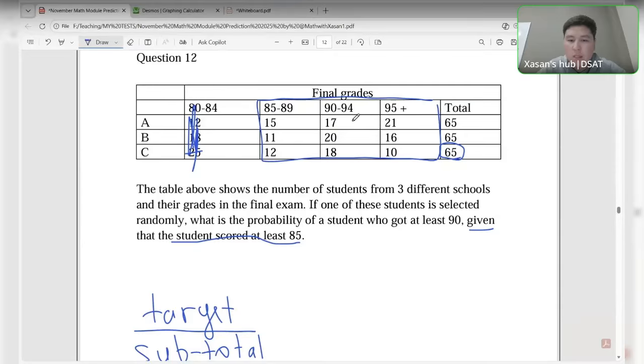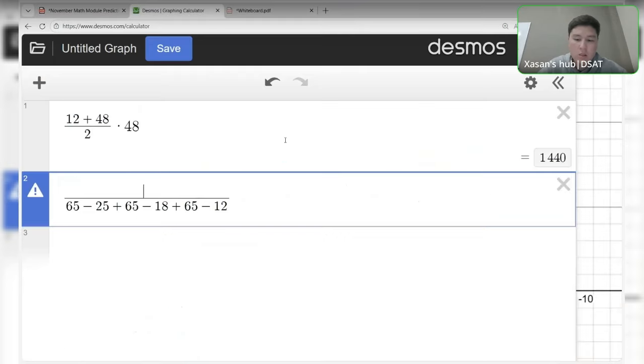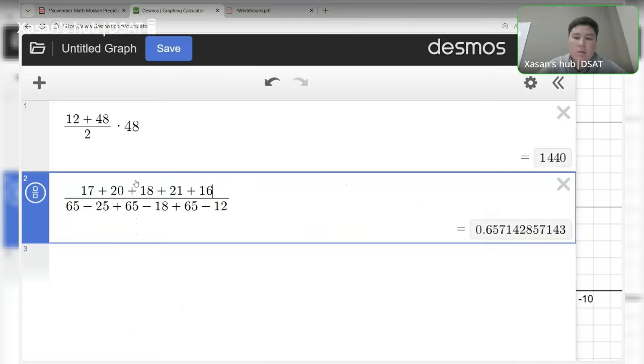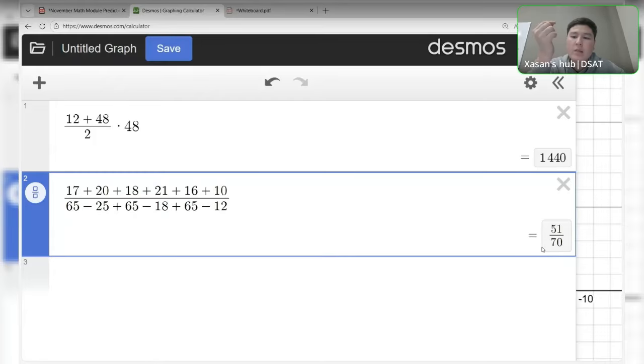And from these students, guys, you need the probability of a student who got at least 90. So if it is at least 90, now you have to eliminate those who got less, which are these people. And on top, for the target, you have to choose these people. Let's add them all: 20 and 70 plus 18 plus 21, 16, and 10. That's all. We have this answer, or the safest way to write this answer is in this form, the fraction 51 over 70. That's all. This is the final answer here.